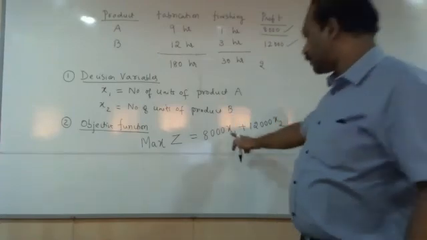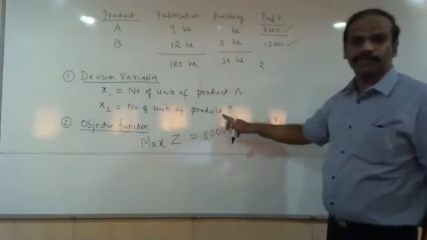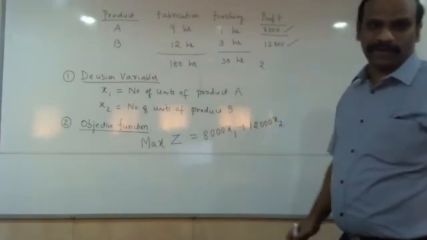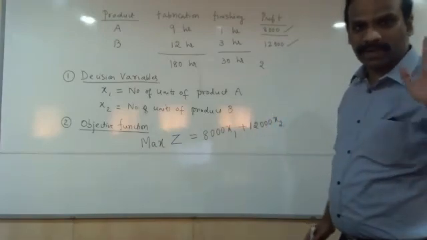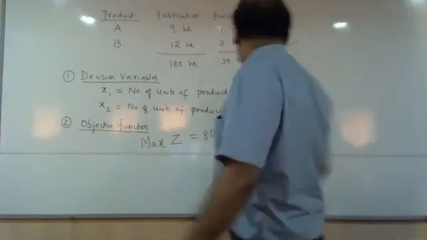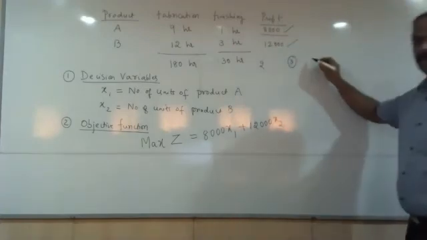So x1 is nothing but the number of units of A and x2 is nothing but the number of units of B. When I multiply with the profit value, obviously you'll get the total profit. And again, we have finished the second step, which is called the objective function. Now we'll come to the third step. What is the third step here? The third step is called constraints.